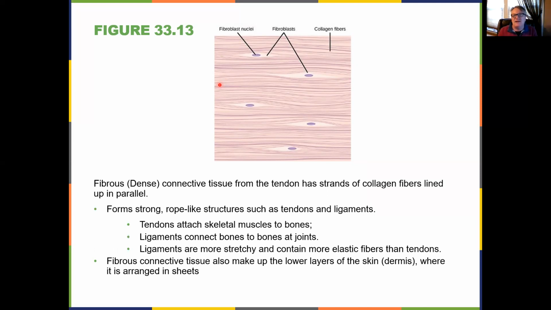So this functions like a very, very sturdy rope or chain. So that gives you some indication of what this is going to be used for. It's going to be used for the tendons that attach your skeletal muscles to the bones. Also the ligaments that connect the two bones together at joints.